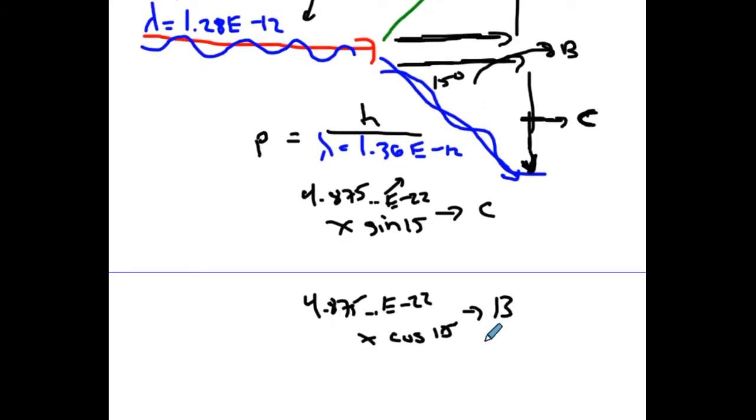So just give me a second to try to find those numbers, and I'm going to store them in my calculator. So if I times this by, let's do sine of 15 first, I end up getting 1.26 times 10 to the minus 22, and we're going to store that as C. And if I go back up and I take that 4.875 number and I times by the cosine of 15 degrees, I end up getting 4.708, etc., times 10 to the minus 22, and I'm going to store that as letter B.